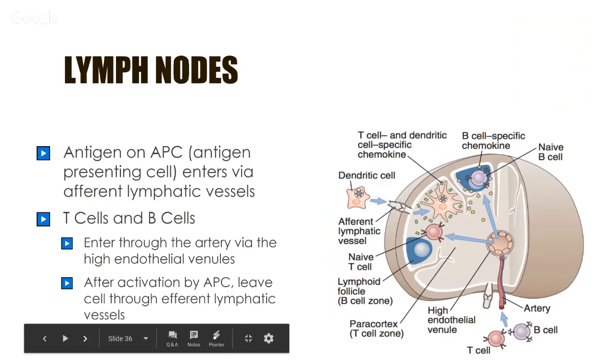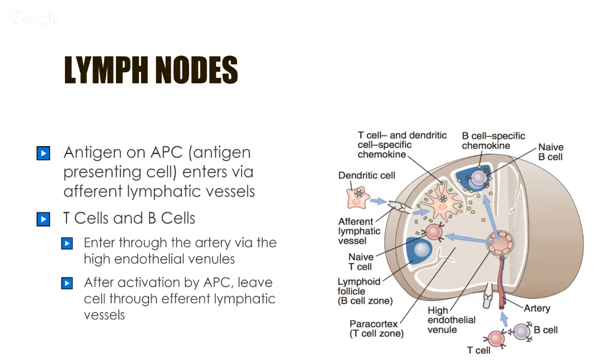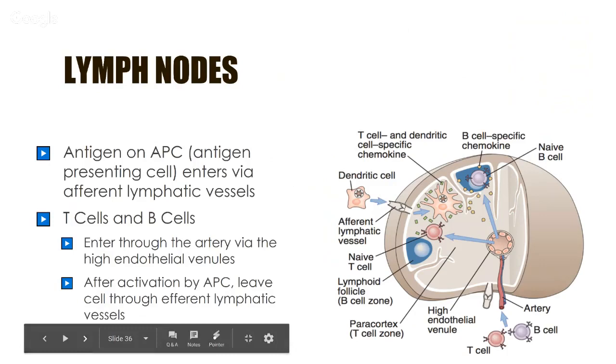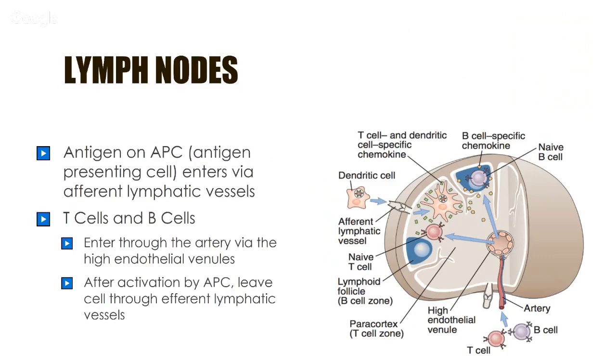I'm not really going to cover tons of detail about how this takes place. It's not really high yield. Just know that all lymph basically drains into lymph nodes at some point, and this is where your B and T cells reside. So any antigen-presenting cells would go to the lymph nodes and then present the antigen to the lymphocytes.